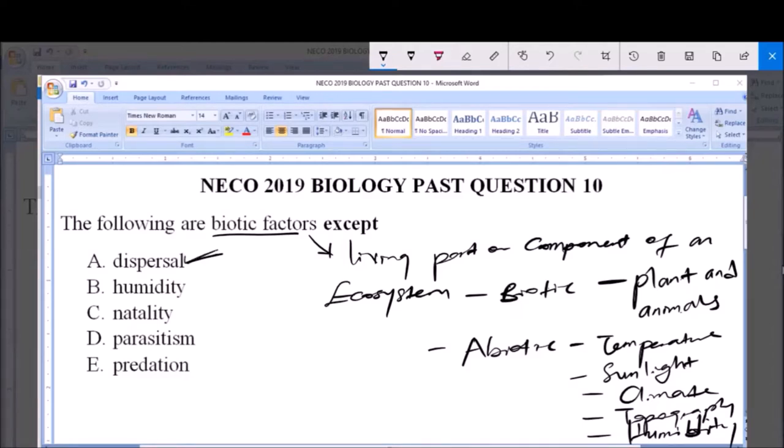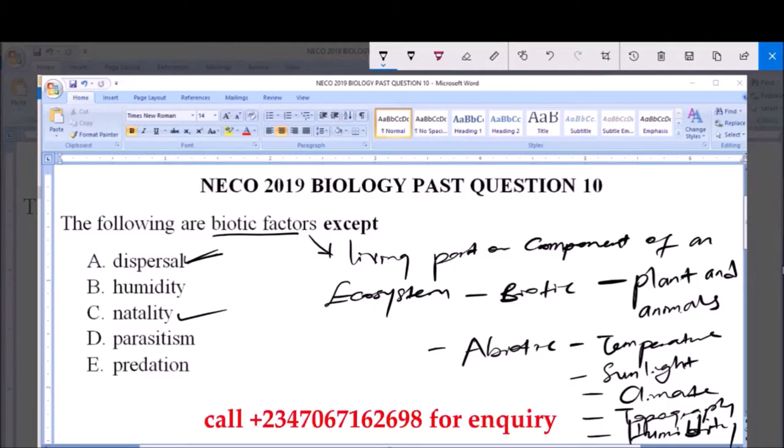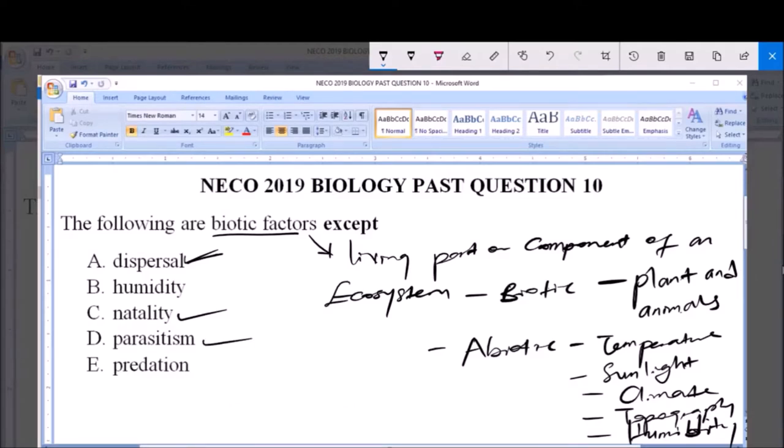Now natality simply means birth. It's also a biotic factor, because it involves plants and animals. Parasitism too is also a factor that involves plants and animals. Parasites are what? Animals. So parasitism is a biotic factor. Likewise, predation. Predation is also a biotic factor, because it involves animals.